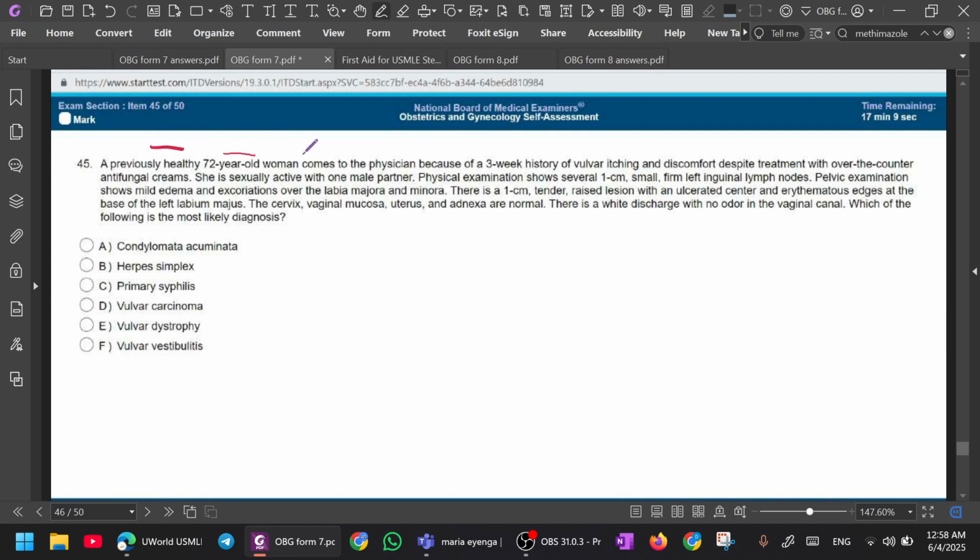A previously healthy 72-year-old woman comes to the physician because of a 3-week history of vulvar itching and discomfort despite treatment with an over-the-counter antifungal drug. She is sexually active with one partner. Exam shows a 1 centimeter small firm left inguinal lymph node. Pelvic examination shows mild edema and excoriation over the labia majora and minora. There is a 1 centimeter tender raised lesion with ulcerated center and erythematous edges at the base of the labia majora. Cervix, vaginal mucosa, uterus, and adnexa are normal. There is white discharge with no odor in the vaginal canal. Which of the following is the most likely diagnosis?